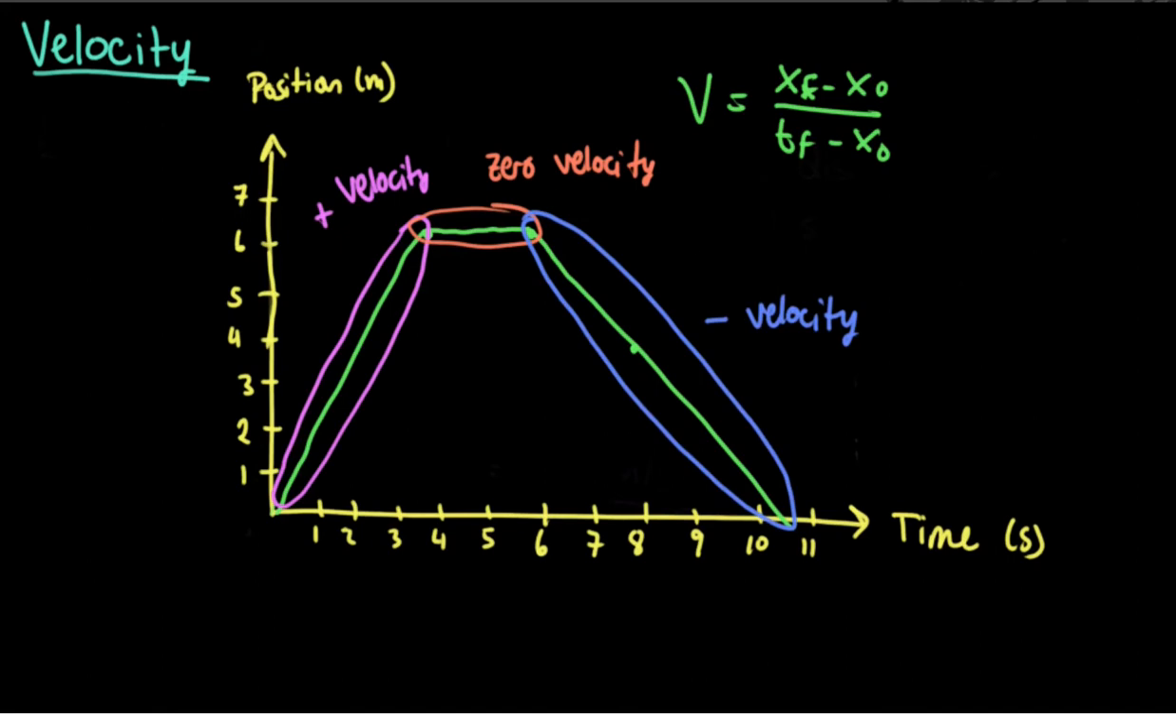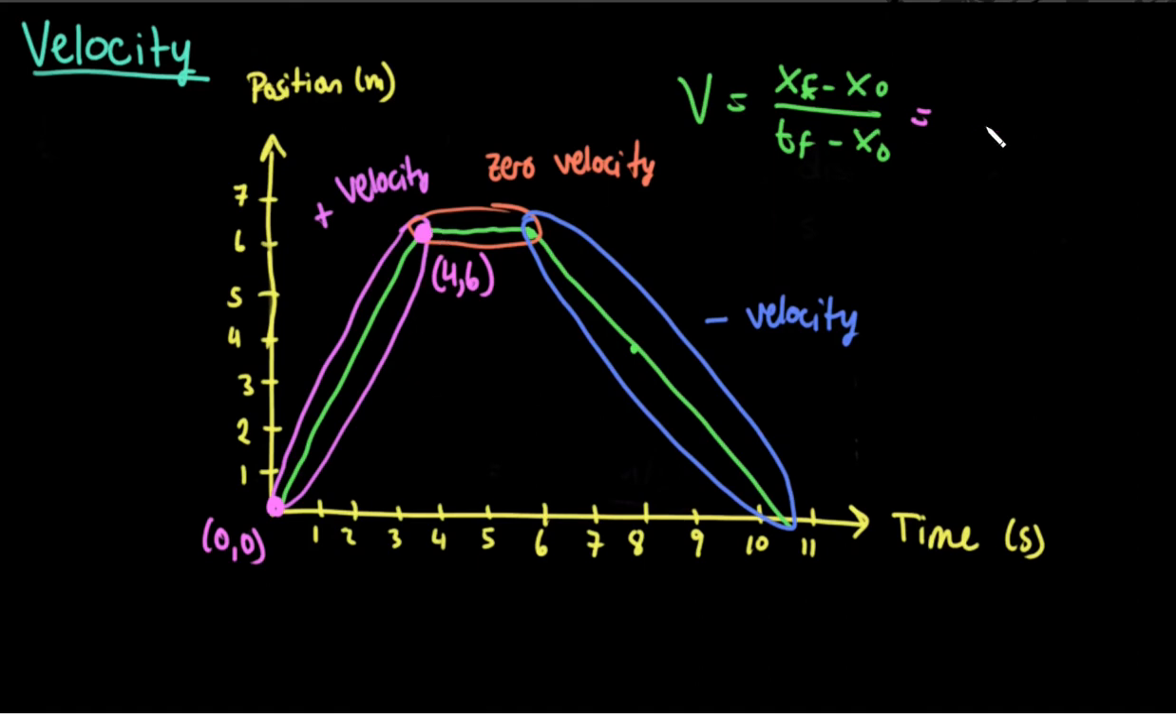Now, what if we wanted to actually calculate the velocity? Let's try calculating the positive velocity right here. So I'm going to identify 2 points on this graph. I'm going to identify this point right here, which is 0, 0. And I'm going to identify this point right here, which is 4 and 6. It's not perfect, but we'll go with this. So when I have those 2 points, I'm going to now put them into my formula up here.